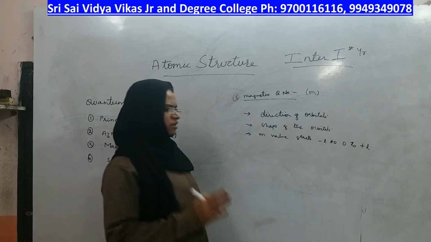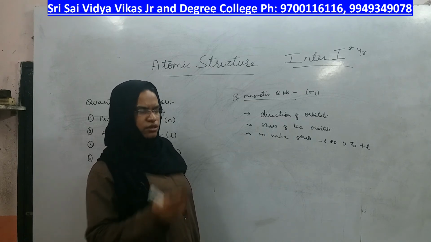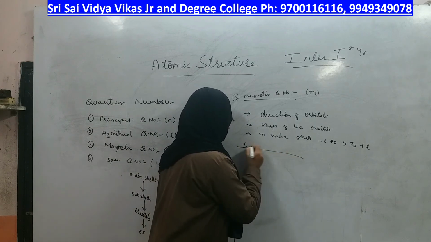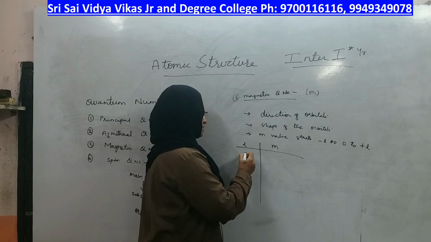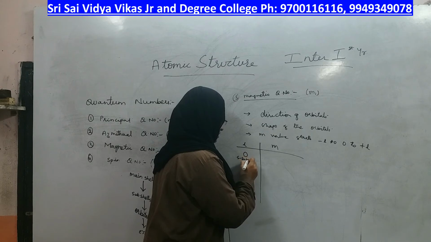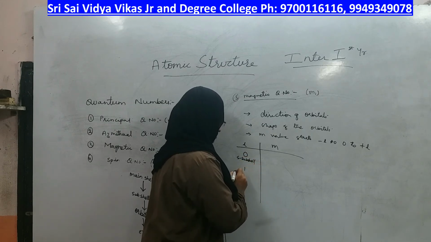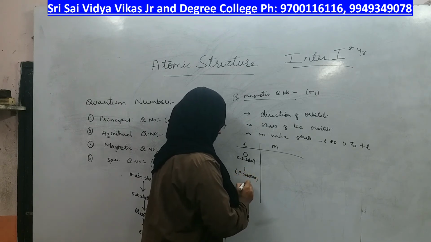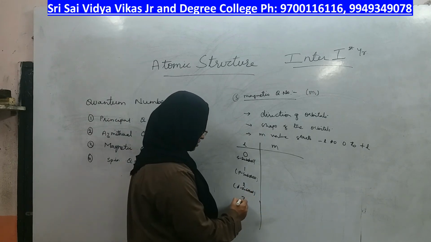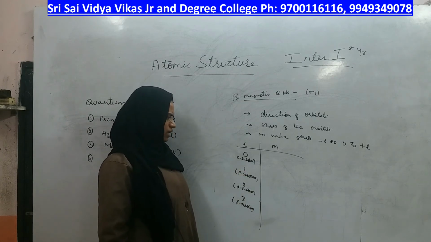So now let us look at what the possible m values are for the given L values. Till now, how many L values have we seen? We have seen 0, that was for the S subshell, 1, that was for the P subshell, 2, that was for the D subshell, right? And 3, that was for the F subshell, and it goes on, right?